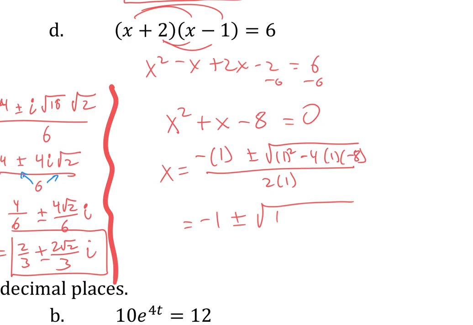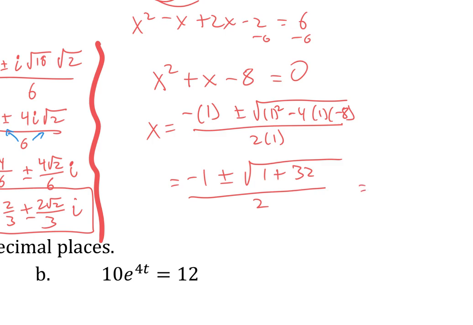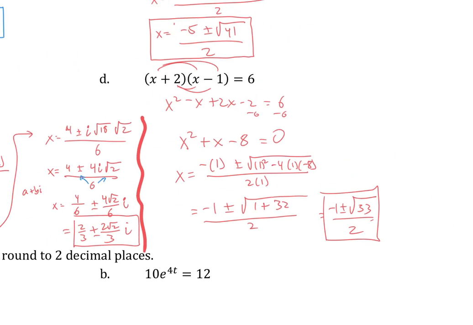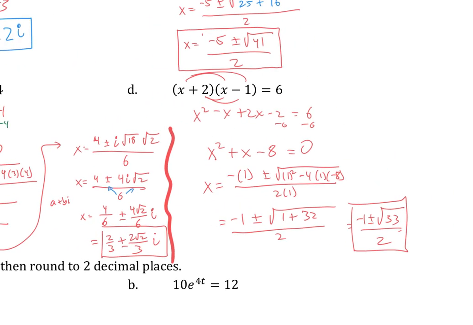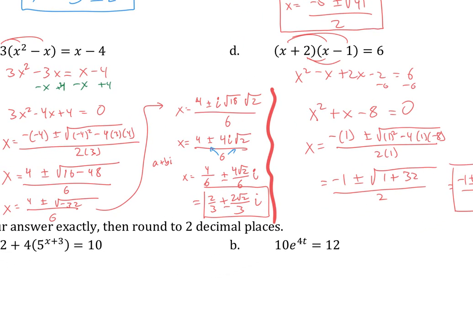This is like a negative 4 times a negative 8 is positive. 4 times 8 is 32 times 1 all over 2. And this just gives us negative 1 plus or minus the square root of 33. And we can't do anything with the square root of 33, so we just leave it. Okay. But the key to that one is multiply it first, set equal to 0, then use the quadratic formula.